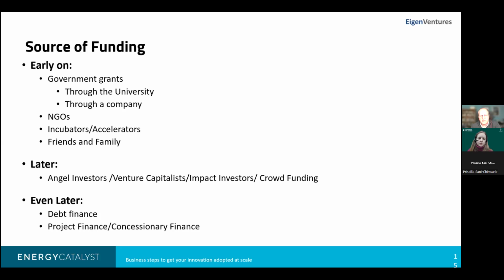There are the incubators and accelerators themselves. Sometimes they have funding available. And there's also friends and family to look at in the first instance. They're also often a good source of very early stage funding.